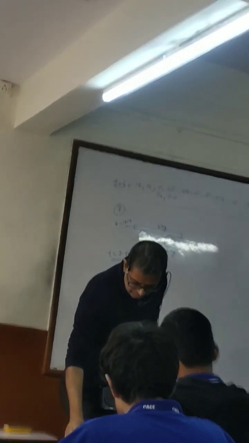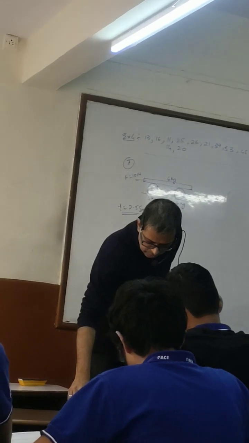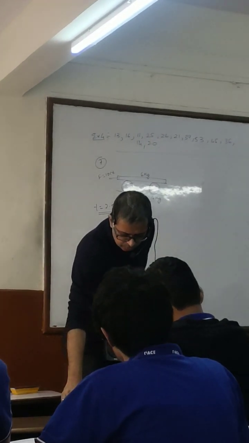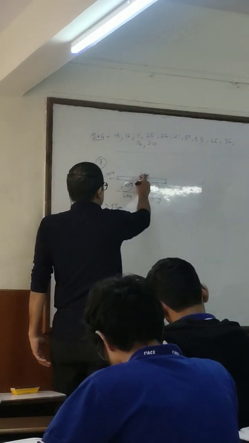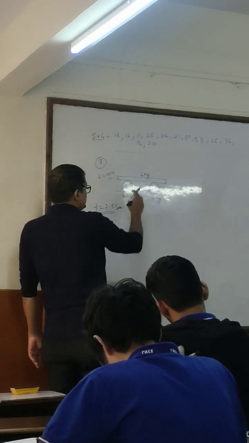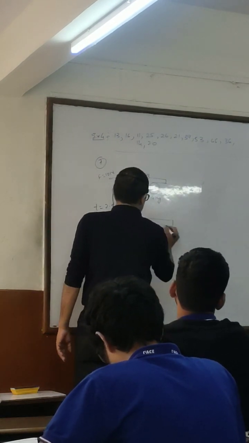Time given is 2.5 seconds. What is the criteria given? What are we supposed to calculate? Velocity of the carriage. If you can find the acceleration, the job is done. Yes. How do I get the acceleration for this?